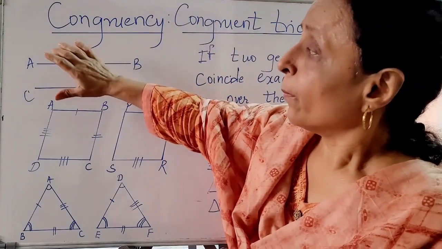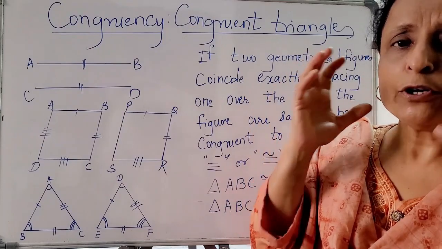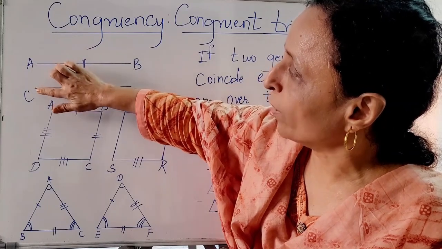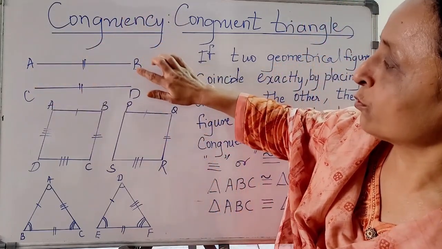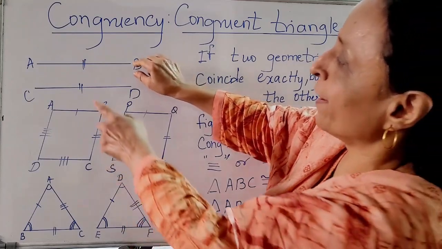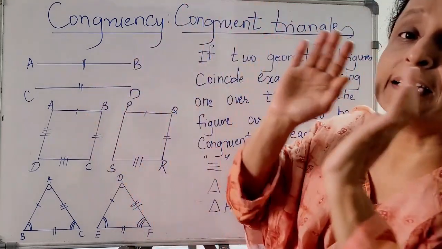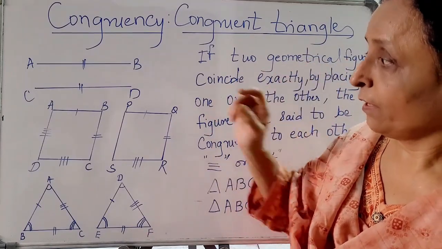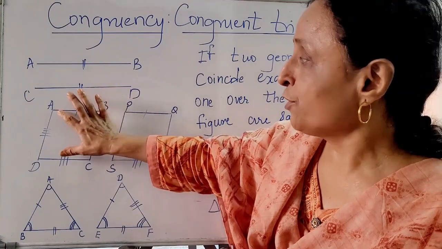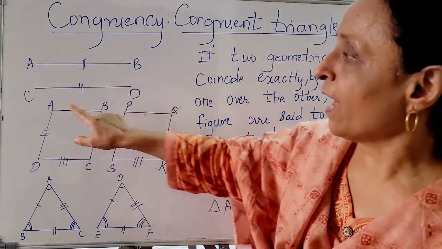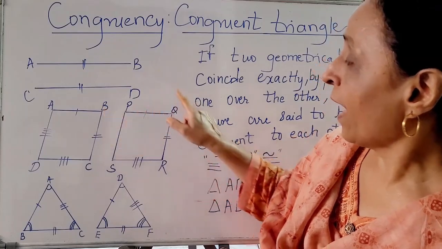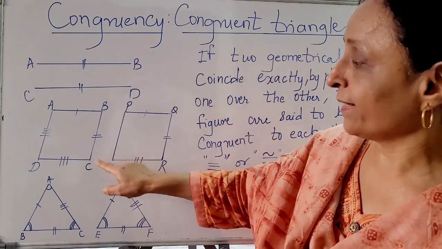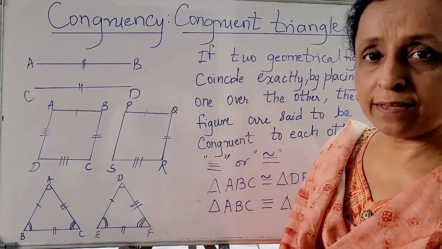Now, when you say congruent, how are you going to say it is congruent? This point A has to coincide with C, B has to coincide with D, so that when it is placed, it exactly coincides and therefore it is congruent. Now in this figure, point A and P have to coincide, B and Q have to coincide, D and S have to coincide, C and R have to coincide.